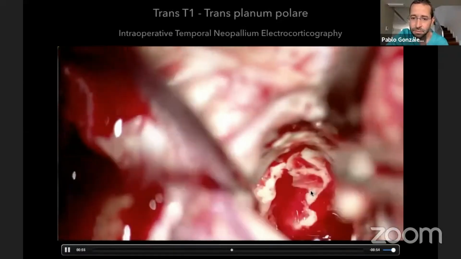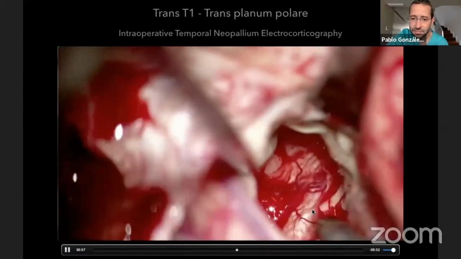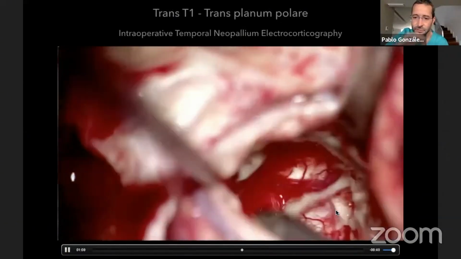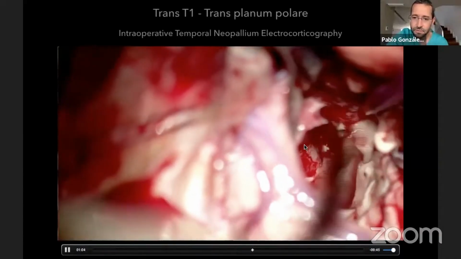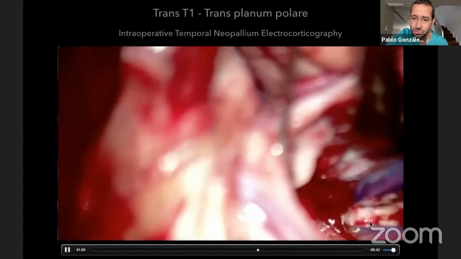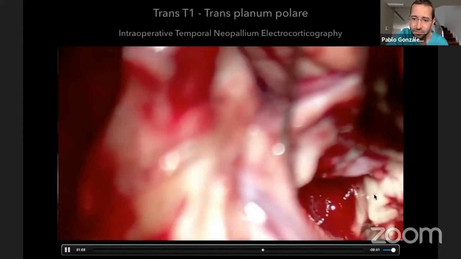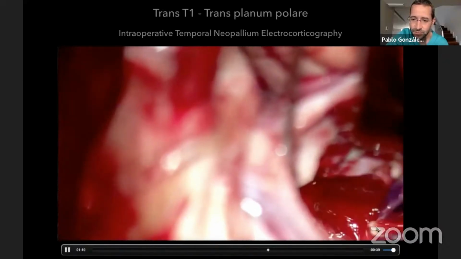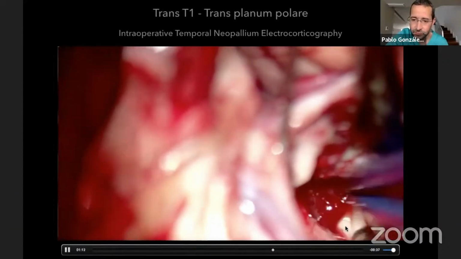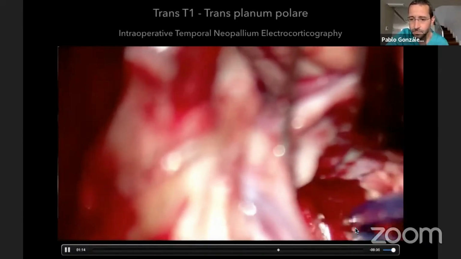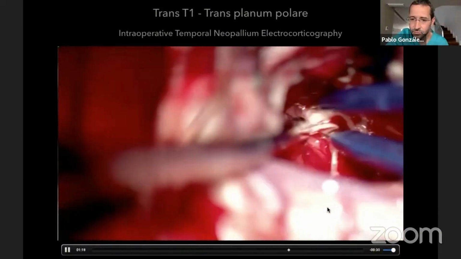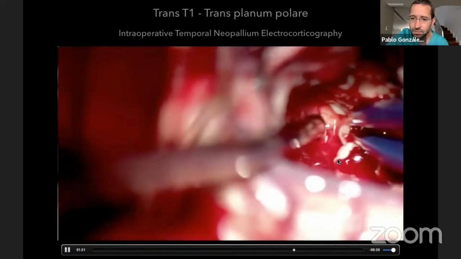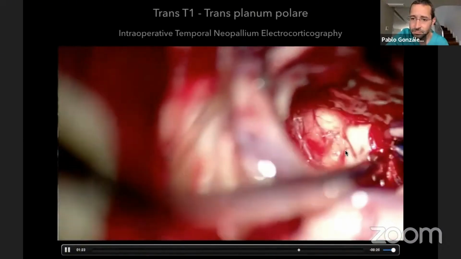This is the temporal pole already, so the tumor is invading that region. And now sequentially, we will go again from anterior to posterior. So that's the tentorial incisura. That's the third nerve appearing there. So this is the uncus and the amygdala, what we are resecting right now. That's P2. So we want to reach the inferior choroidal point posteriorly. That's why we will be following and trying to identify the anterior choroidal artery.